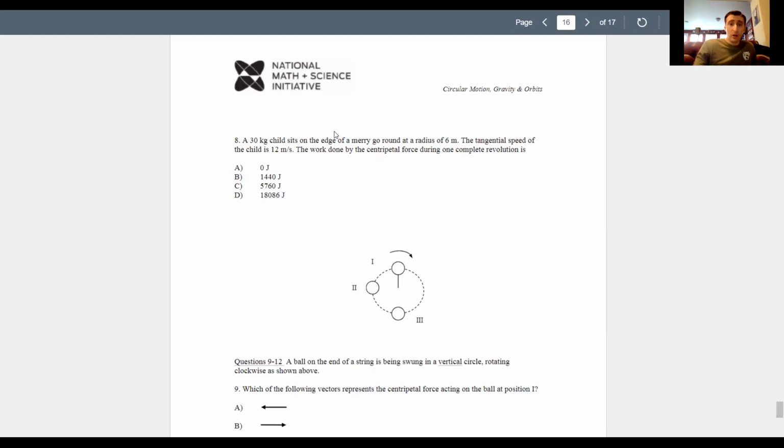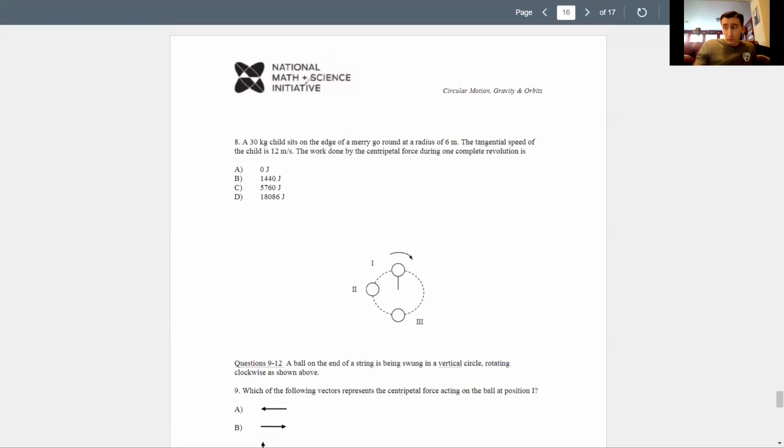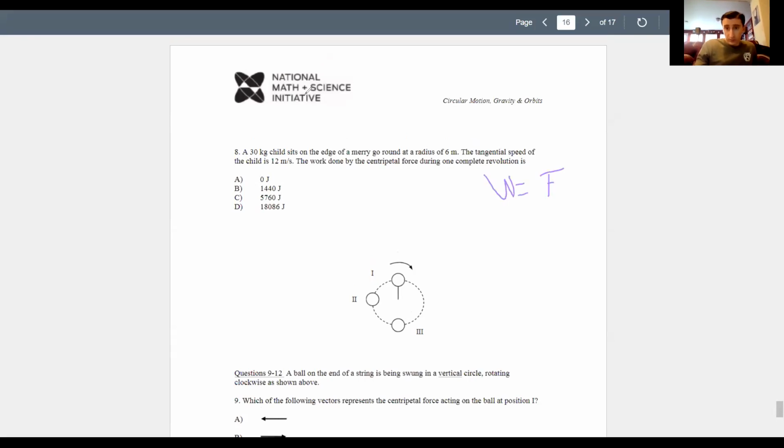So if we look at our work equation, work is equal to force times distance times cosine of theta. All right. And work is also equal to change in kinetic energy. Now, here's the problem here.